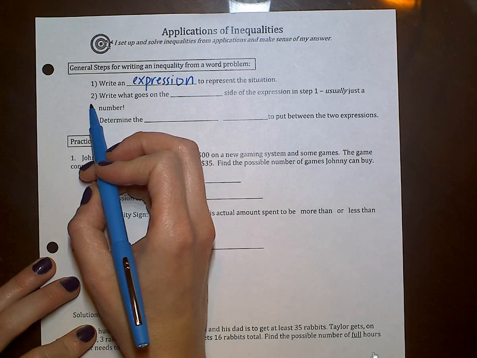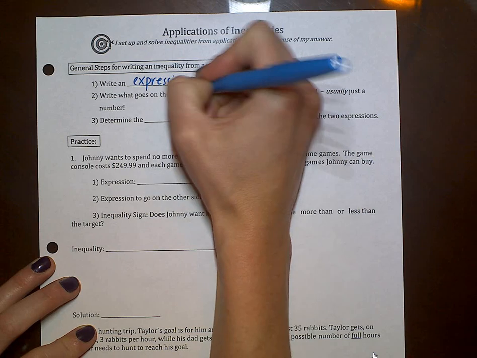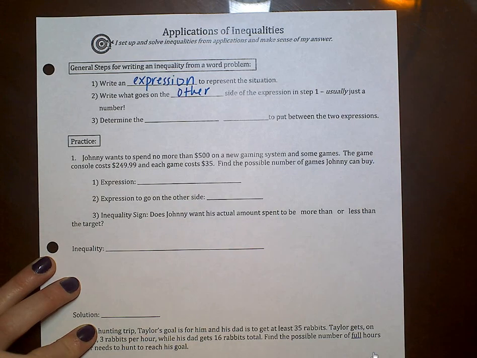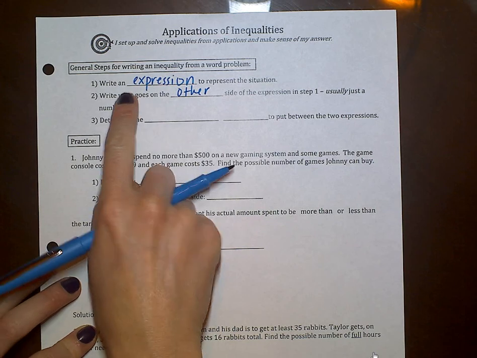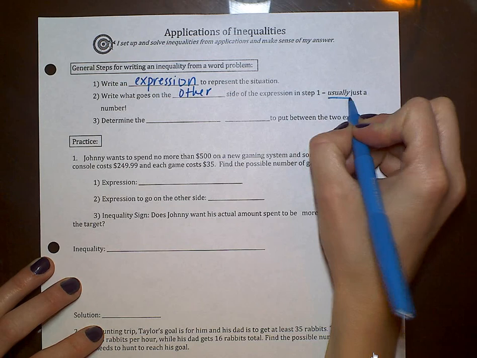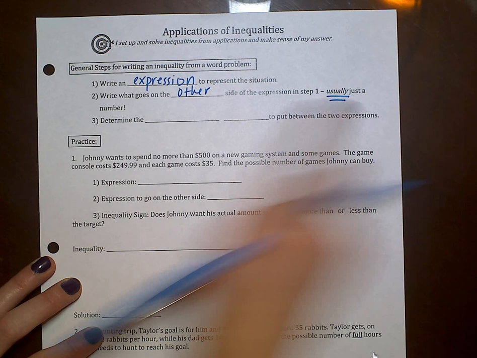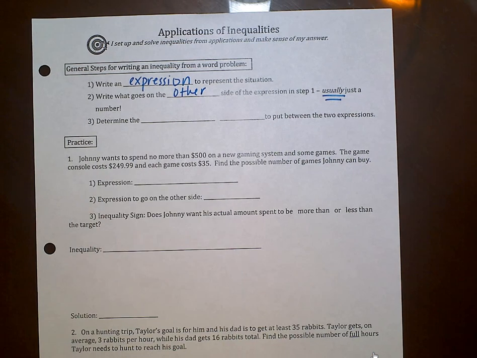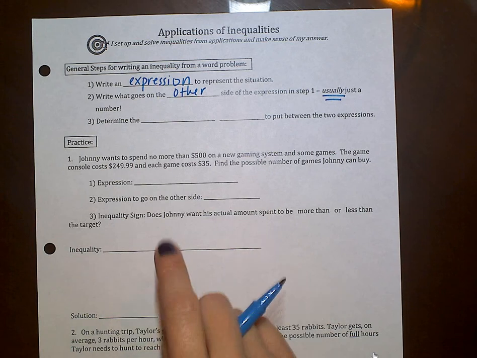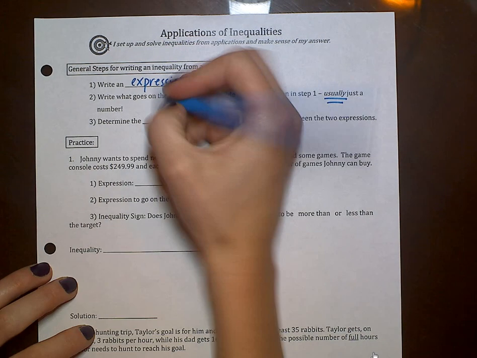Step 2 would then be to write what goes on the other side of the expression, or the opposite side of the expression from what you wrote in step 1. Now, I'm going to underline this part. Usually what goes on the other side is just a number. Usually, okay, but it isn't always. That's why we use the word usually. So once you've done those 2 things, and obviously in example 1 here, I'll show you what all of that means. But once you've done those 2 things, step 3 is to figure out what kind of sign you have to use.